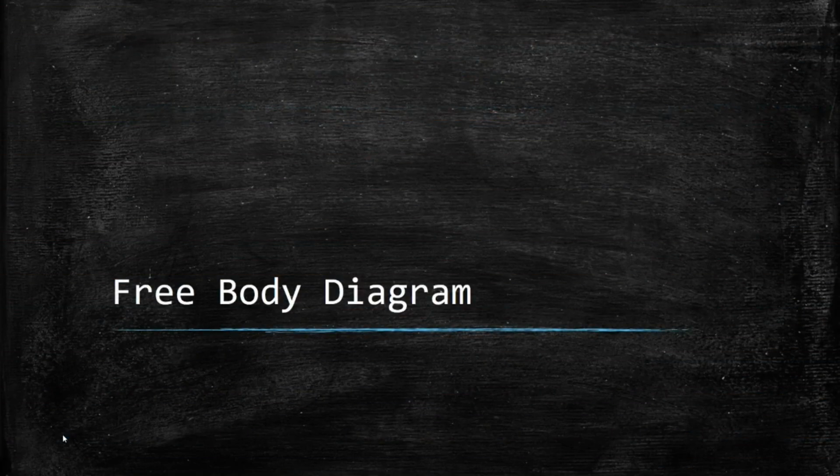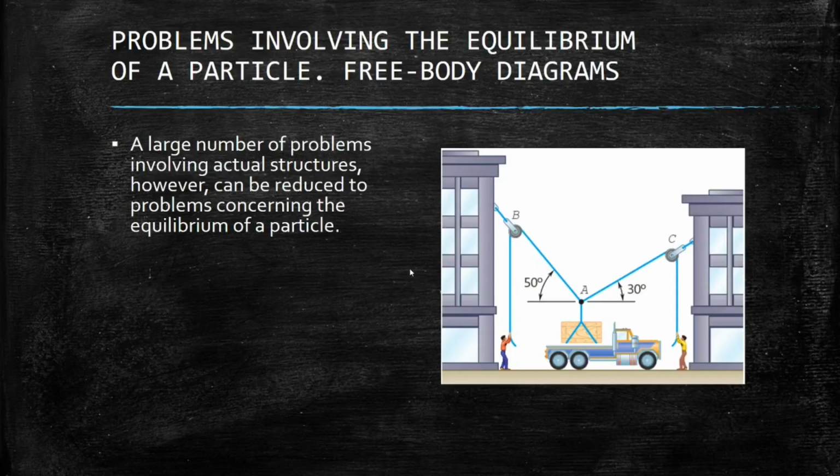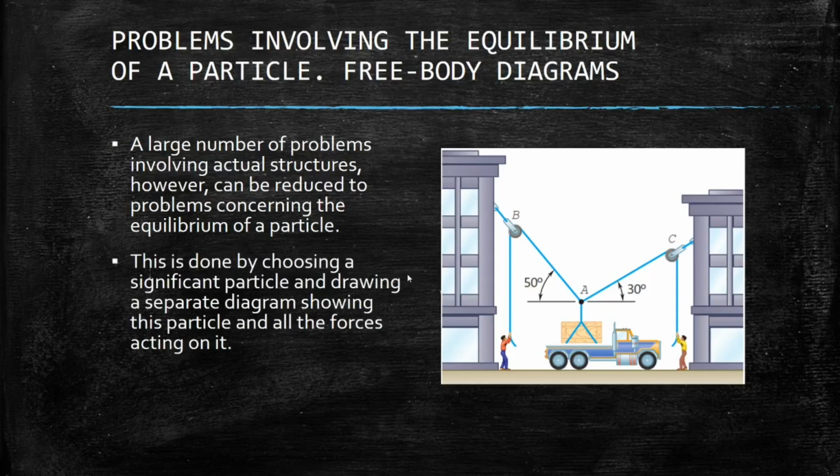Going to see the important topic, free body diagram. In practice, a problem in engineering mechanics is derived from an actual physical situation. A sketch showing the physical condition of the problem is known as the space diagram. A large number of problems involving actual structures, however, can be reduced to a problem concerning the equilibrium of a particle. This is done by choosing a significant particle and drawing a separate diagram showing this particle and all the forces acting on it. Such a diagram is called a free body diagram.